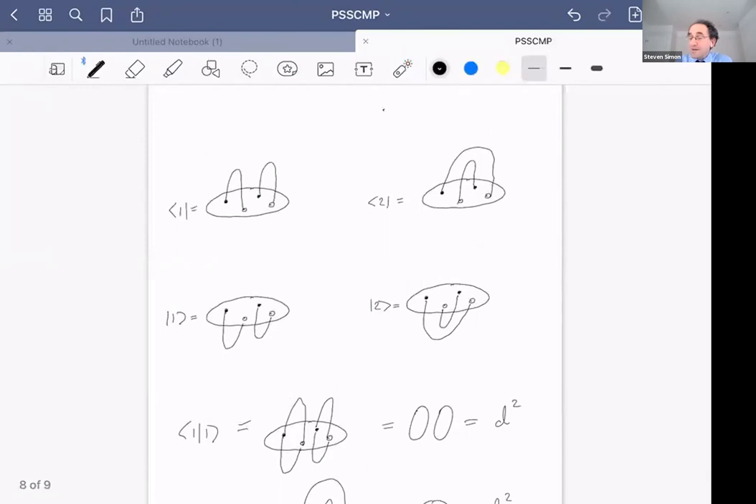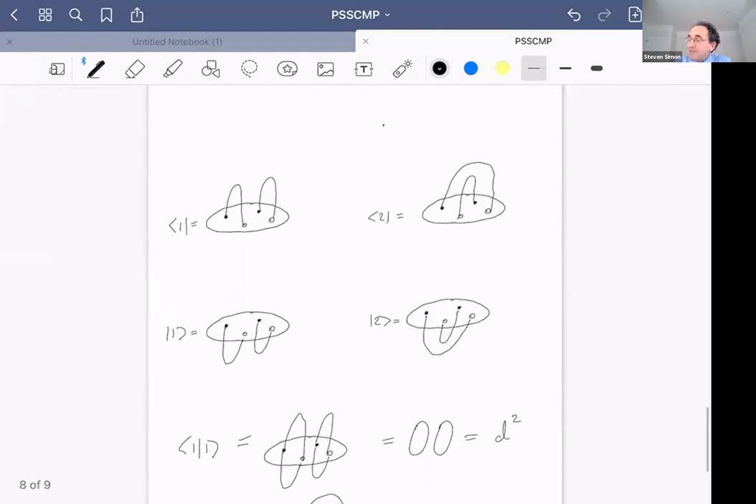That's part of the title, topologically ordered matter and why you should care. Well, if I had, instead of calling these things one and two, called them zero and one, you immediately would have thought of a qubit, a quantum bit for doing quantum computation. And that is indeed why you should care, because these things are actually really useful for making qubits and doing quantum computation.